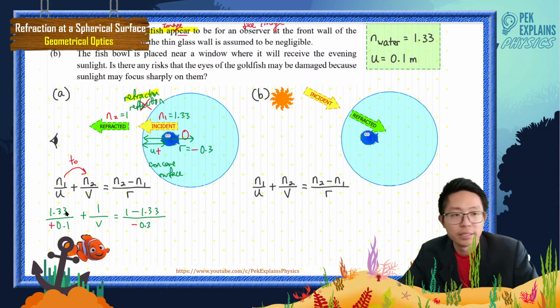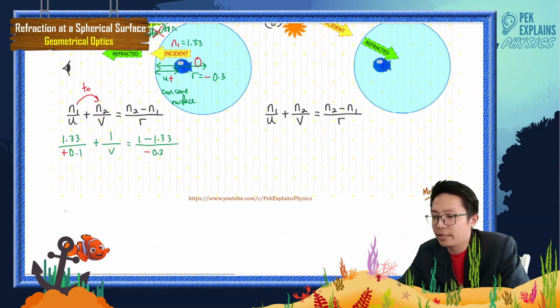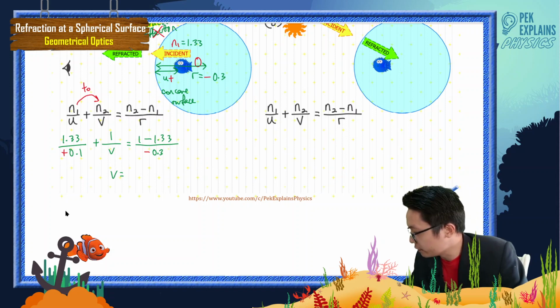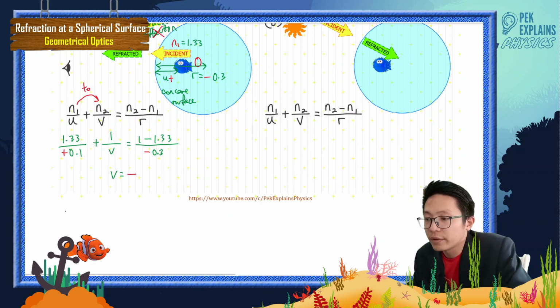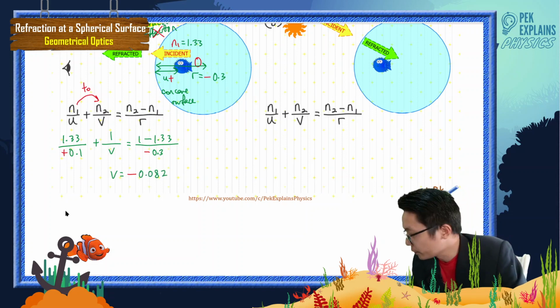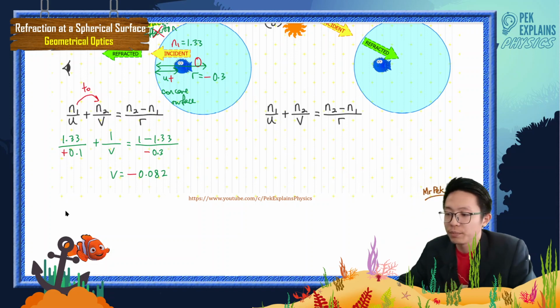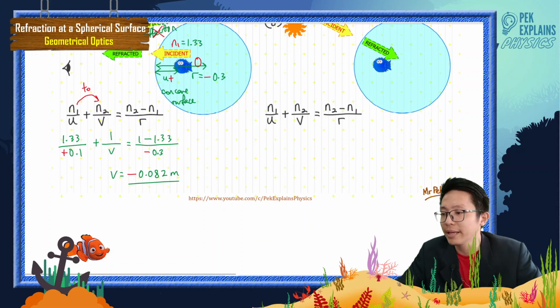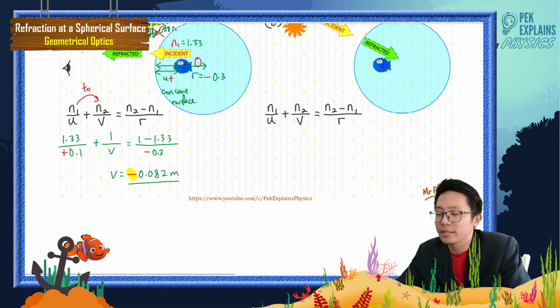Okay, let's calculate the V. After I calculate, I get my V is a negative value, negative 0.082 meter. Okay, what does it mean? What does this negative sign mean? This negative sign means it is a virtual image.